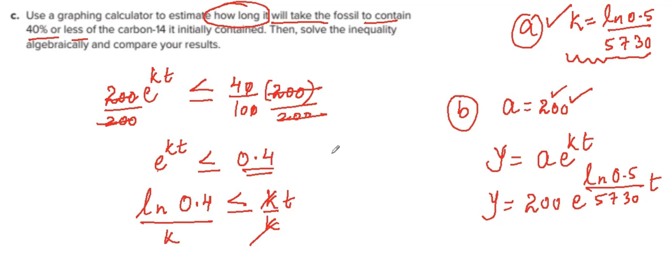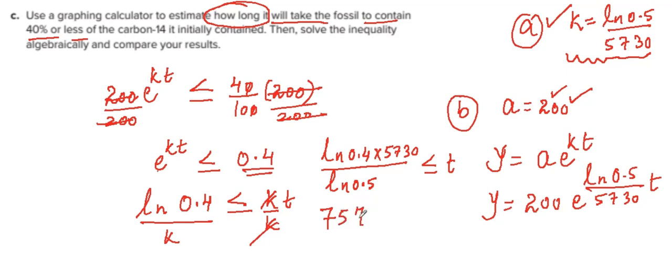So after this I'm writing here ln 0.4 divided by k. K is this, which is ln 0.5 divided by 5730, so this will go up, 5730. This is less than or equal to t. So we need to find out, let me solve this, let me see how much it will be. Even if you make use of a calculator, you'll get the answer. This is approximately 7575 less than or equal to t. So this is your answer of C part.